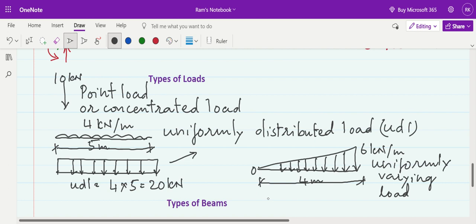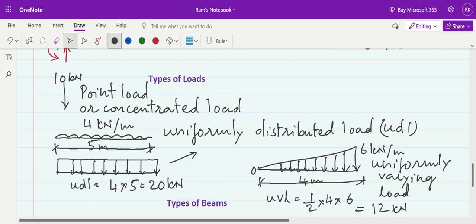In this case, the total effect of this uniformly varying load will be the area of the triangle, or area of the geometric figure, half into 4 into 6. So that comes out to be, 2 2s are 4, so 12 kilonewton is the total effect of this particular uniformly varying load.